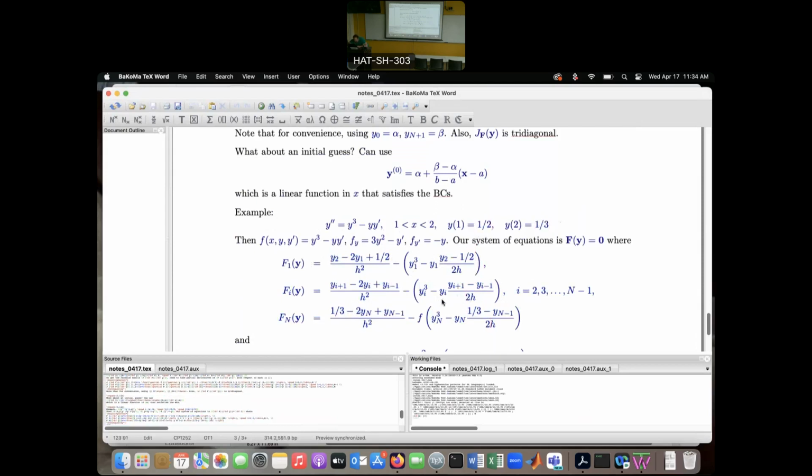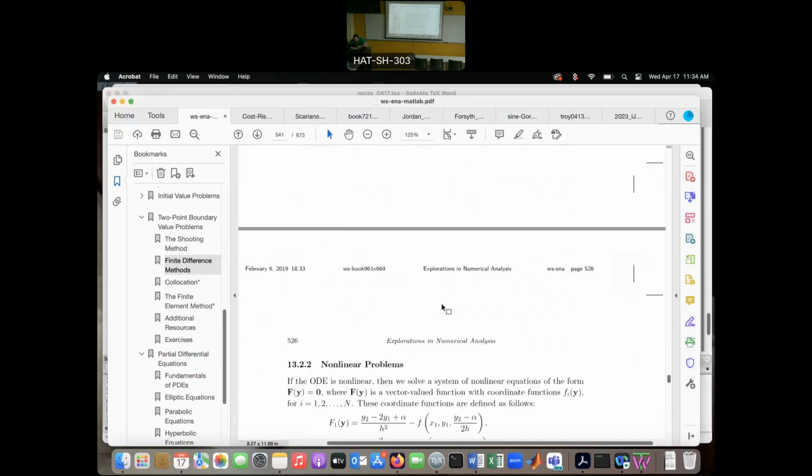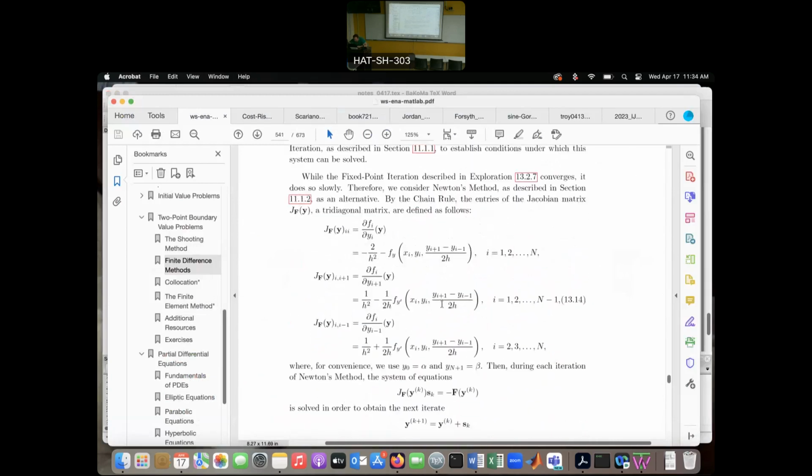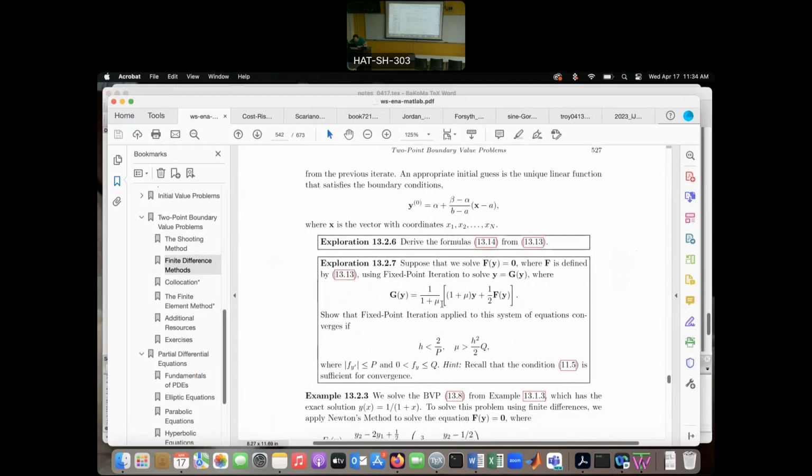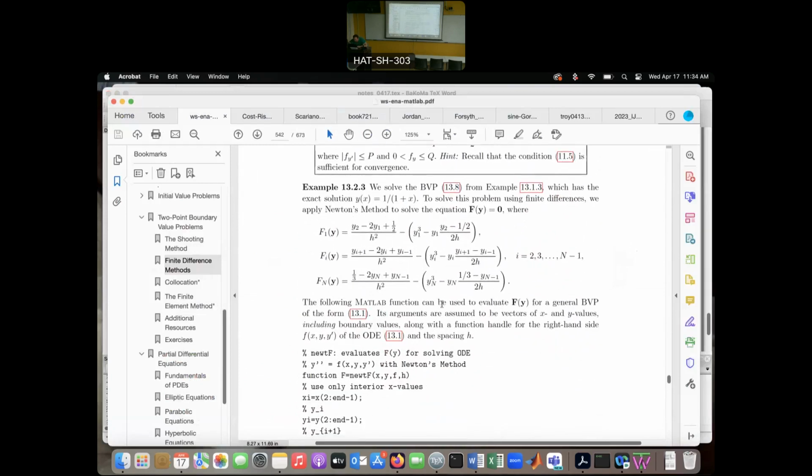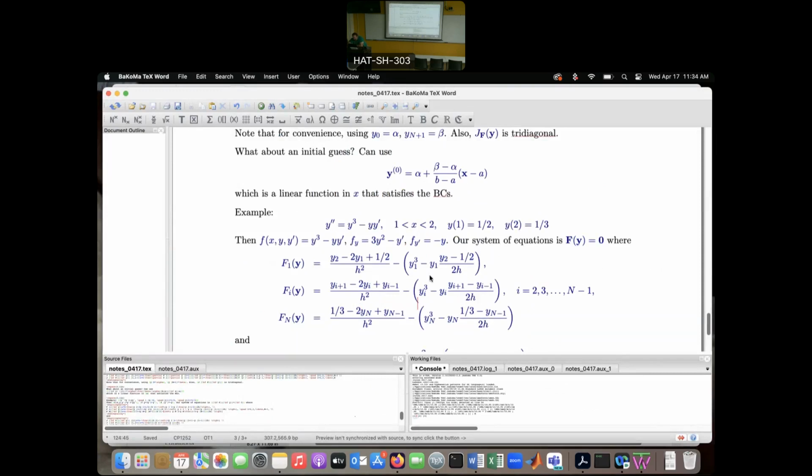Oh, I see a typo. This f should not be here because I just filled in what f is. I hope that mistake is not also in the book. Oh, it's not.